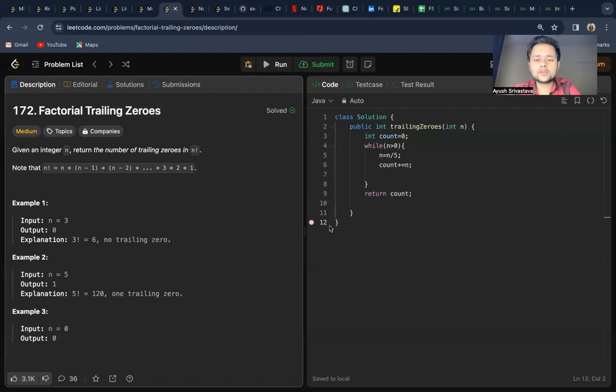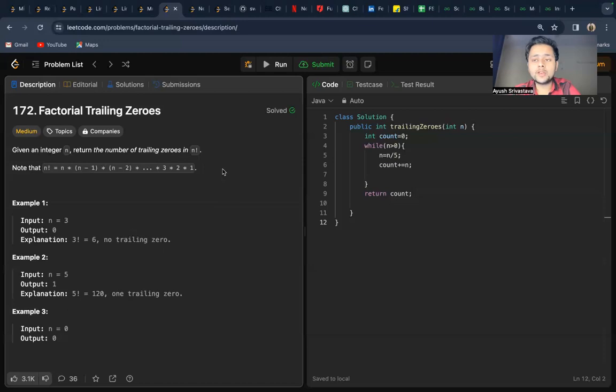So what I'm going to do is use an integer count that is initiated with 0. Then I'll keep doing this operation while n is greater than 0. Let's say n is 3. So n equals 3 divided by 5, which is 0.6, but it is an integer, so n will go to 0. So count plus n is 0. So return count, 0.